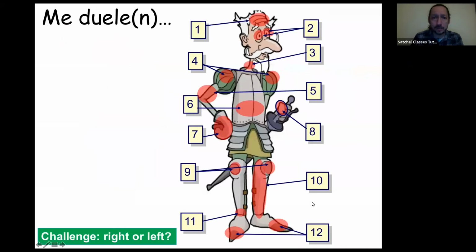Now, what I would like you to do is have a look at this picture of Don Quixote, and I'm going to give you 2 minutes to try and write as many sentences as you can with me duele, me duelen. Remember, singular, plural, and the challenge is left or right. How do you say that in Spanish? Like right arm or left arm or right hand? Okay, 2 minutes, off you go.